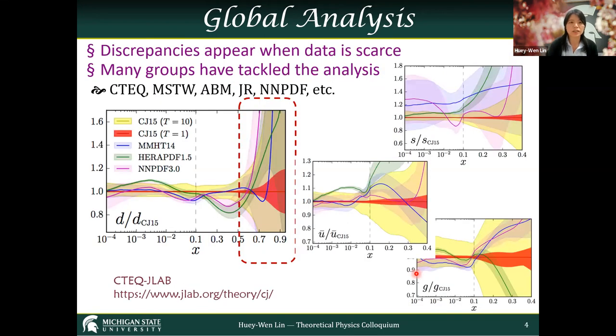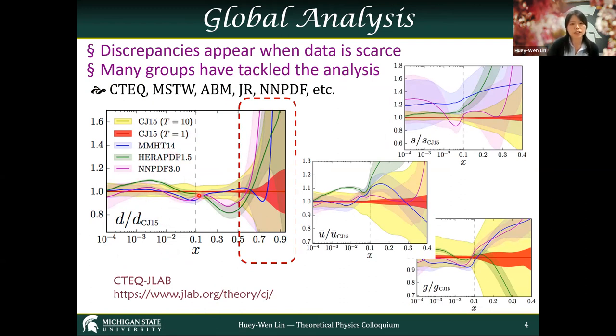So typically you're going to see some of the PDFs agree very well in the region where data is allowed to constrain the fit. So here are just a few characteristic plots I took from the CTEQ-JLab group. It's a little bit out of date, but still roughly tells the same story of what we know about PDFs.